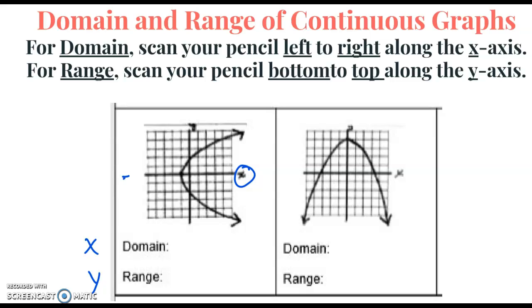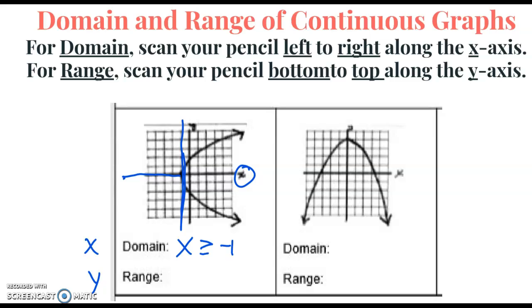Well, as I go from the left and I travel to the right, the graph doesn't really start until right here at an x value of -1. And every other x value is greater than that. So my domain is actually x is greater than or equal to -1.